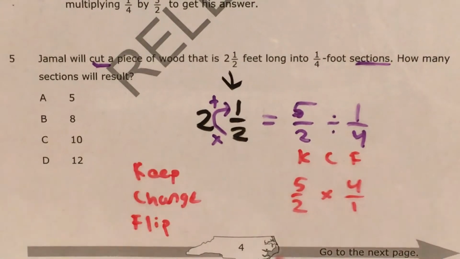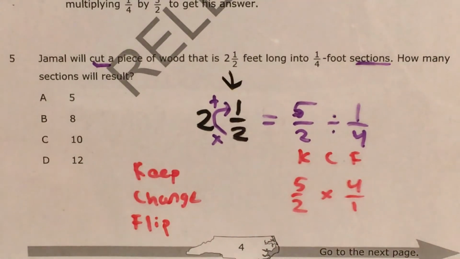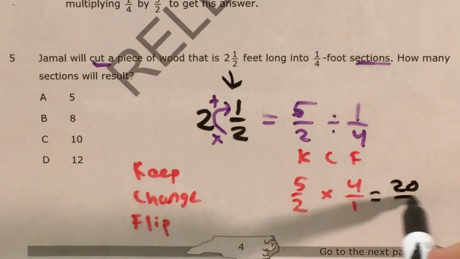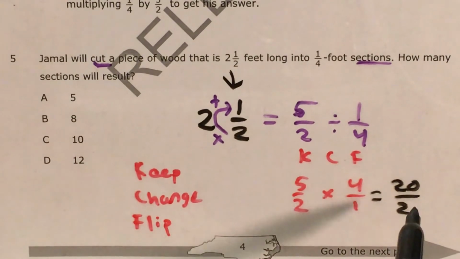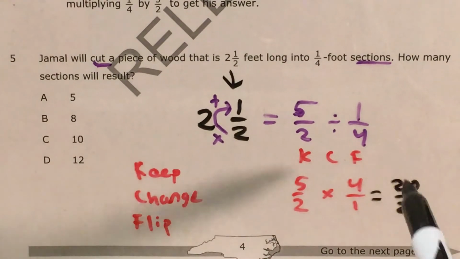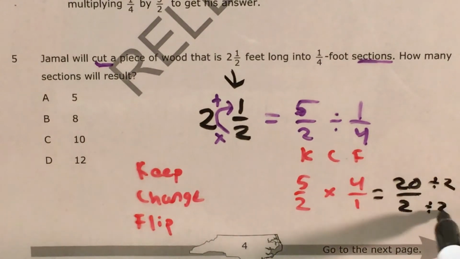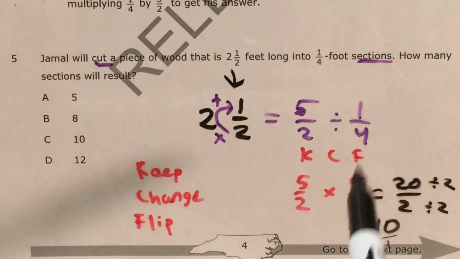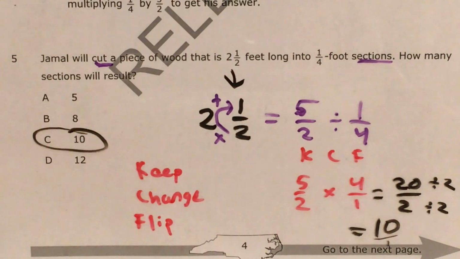And now I just have a multiplying fractions problem, where I'm going to go ahead and multiply my numerators and multiply my denominators. 5 times 4 equals 20. 2 times 1 equals 2. And now if I want to treat this like simplifying a fraction, or just by dividing 20 by 2, either way I can divide by 2, and it gets me 10, or 10/1 if you prefer. Either way, it's going to be 10. It's the same answer that we got from the picture, and now I know for sure that my answer is C.